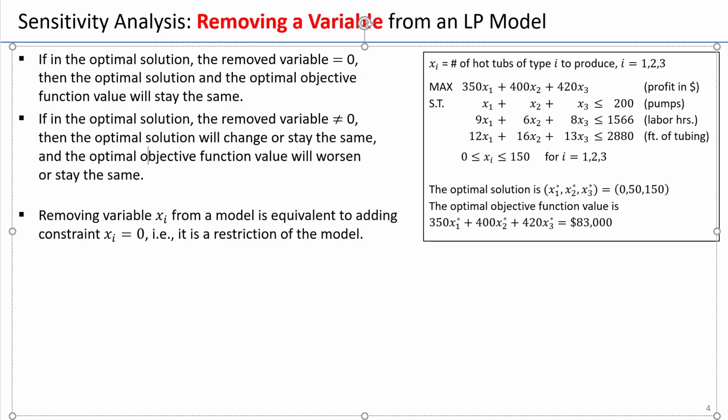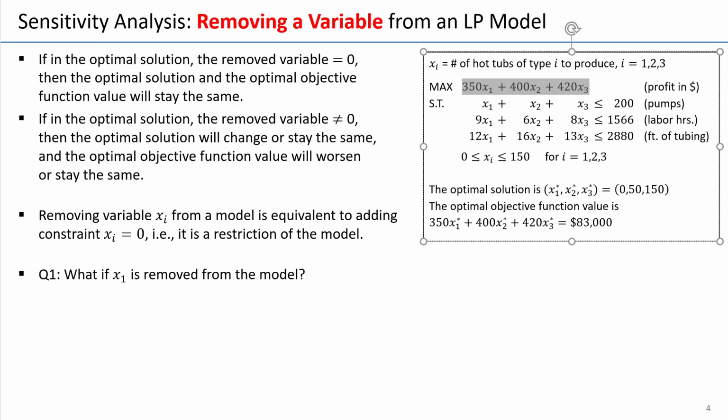So let's consider two examples of removing decision variables. First example, what if x1 is removed from this model that you see here on the right? This is a profit maximization model, a product mix type of problem, where we have 3 products to produce, we maximize profit subject to 3 resource constraints, and the variables can take values between 0 and 150. The optimal solution is given here, and the optimal objective function value is 83,000.